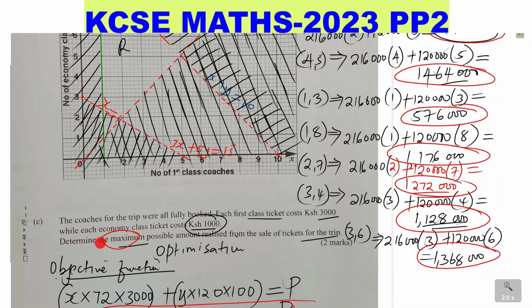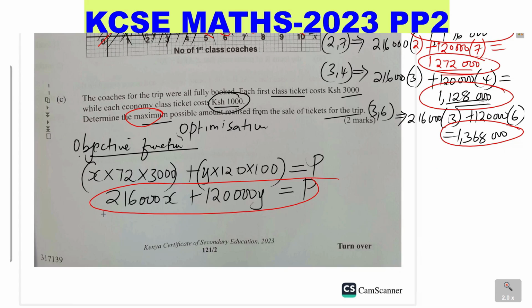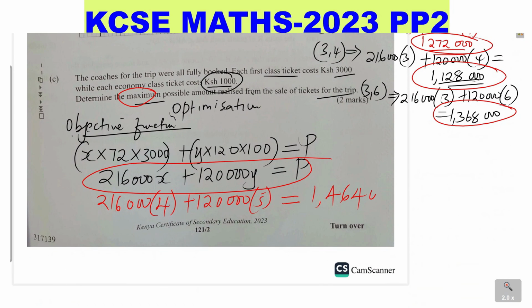So you're supposed to determine the maximum possible amount realized, and that is what you should do. So you simply take 216,000 times 4 plus 120,000 times 5, and this is giving 1,464,000. That is how you get the maximum amount. That one is given by (4, 5).